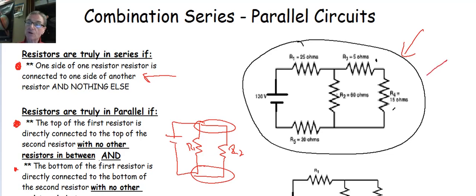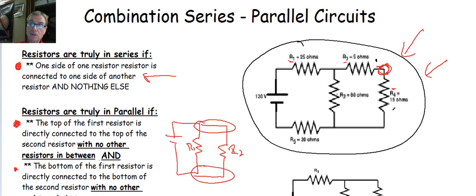So let's look at our circuit over here and see if we can find an instance like that. Well, resistor R3 here is connected to resistor R4 on one side, right? So we have that met. The other sides can be connected to anything, and that's fine, because we're really only concerned about this side. And these resistors on this side are not connected to anything else. So these resistors, R3 and R4, are truly in series. Okay? Let's look at, say, R1 and R2.